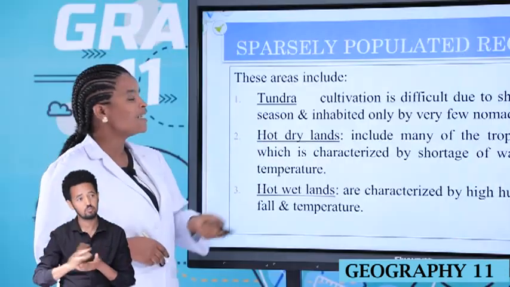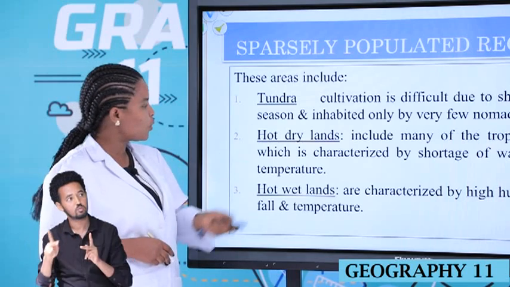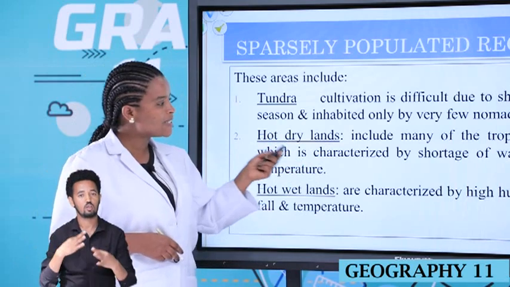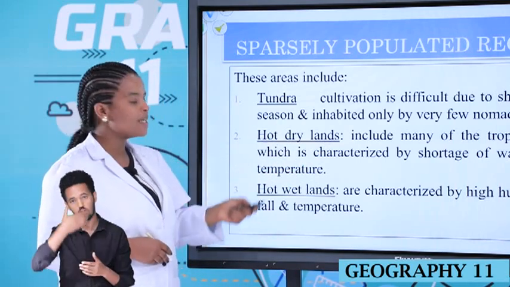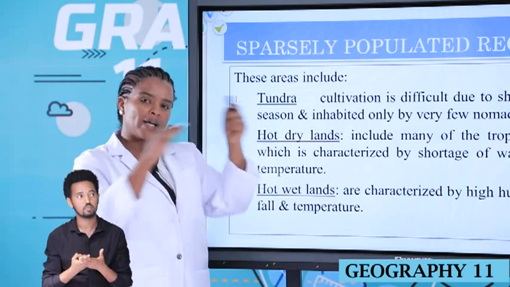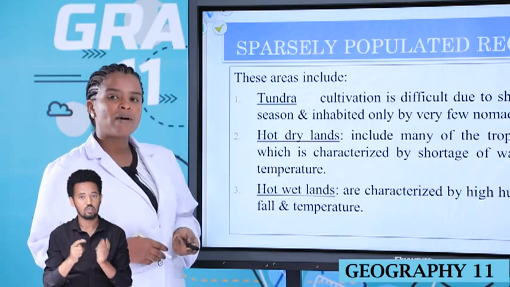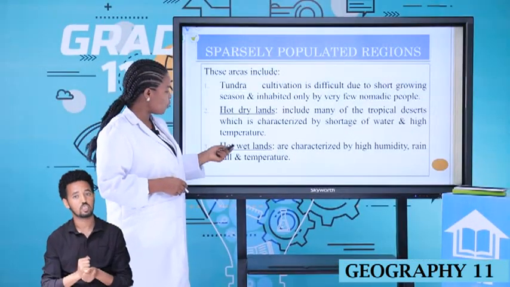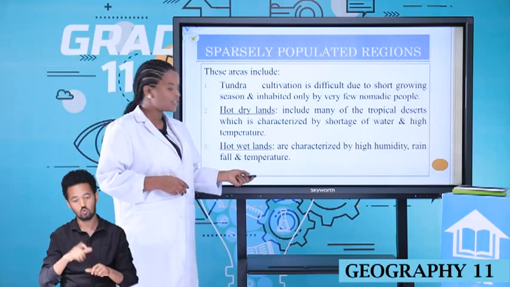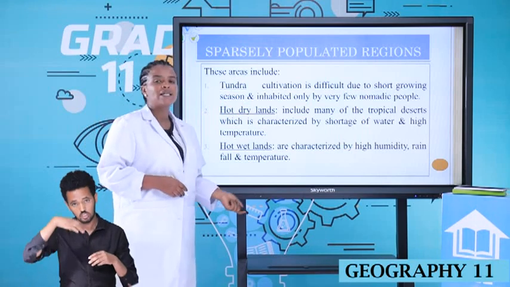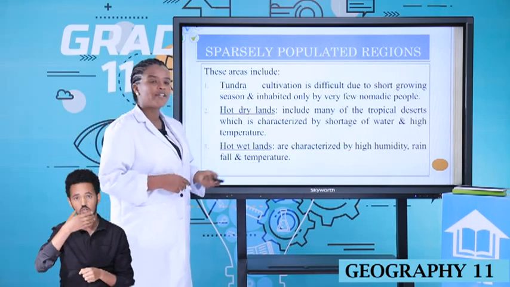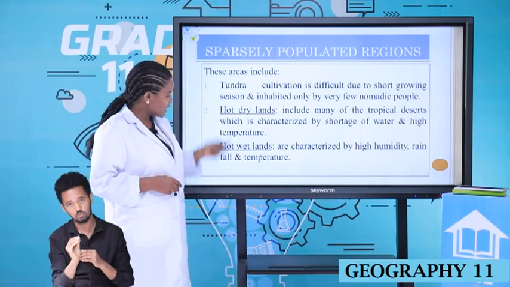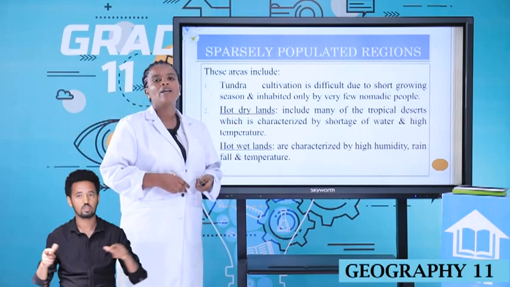The second sparsely populated region of the world is the hot dry lands. In this area, there is lack of rainfall, but the temperature is very high. For example, the Sahara Desert of Africa or the tropical desert areas are examples of sparsely populated regions. The third sparsely populated region is the hot wetland, because in this region the rainfall is very high and also the temperature is very high. This area is not suitable for settlement. For example, in Africa, the Congo Basin has a hot wetland climate.